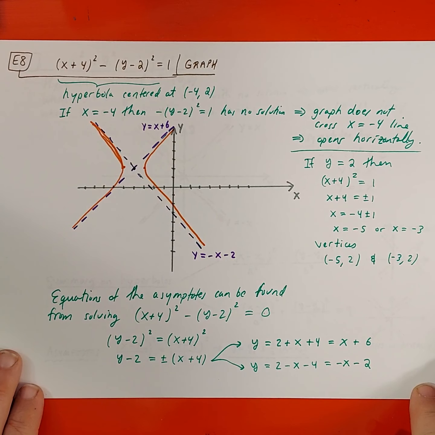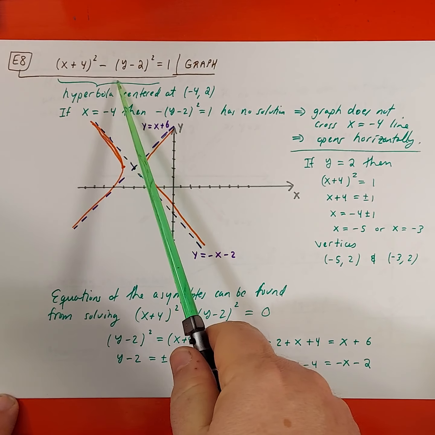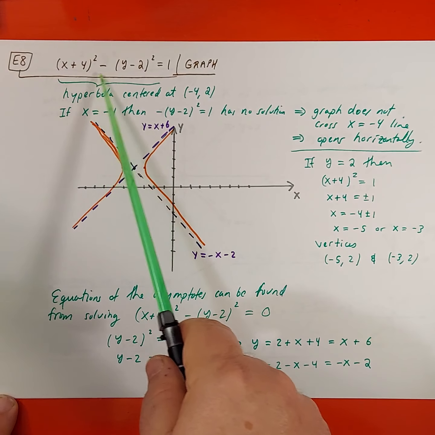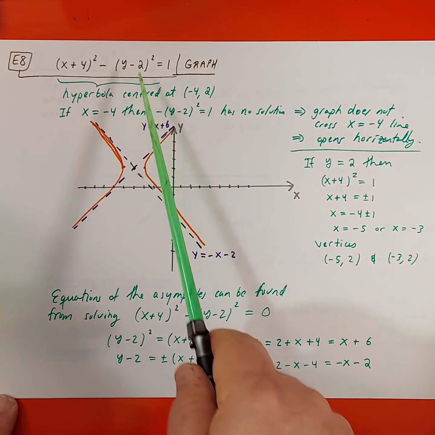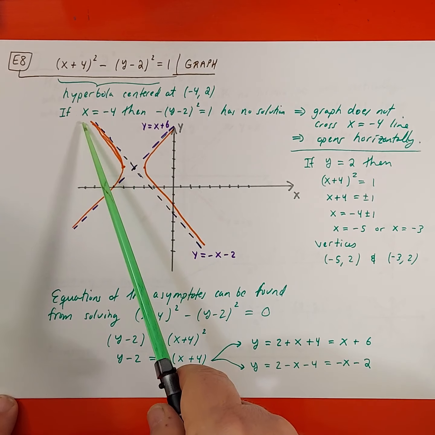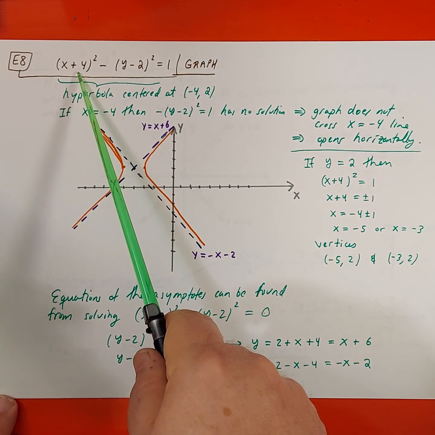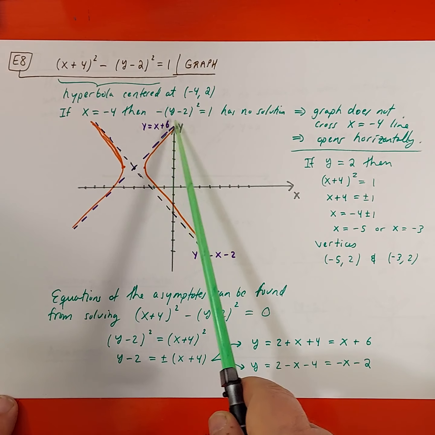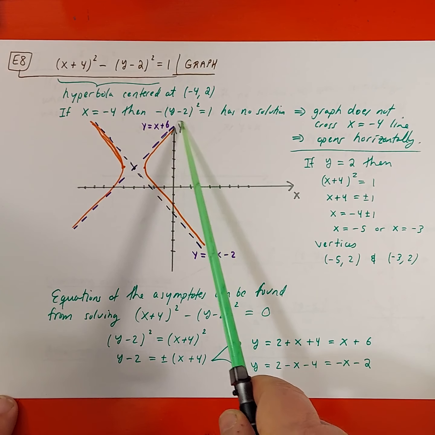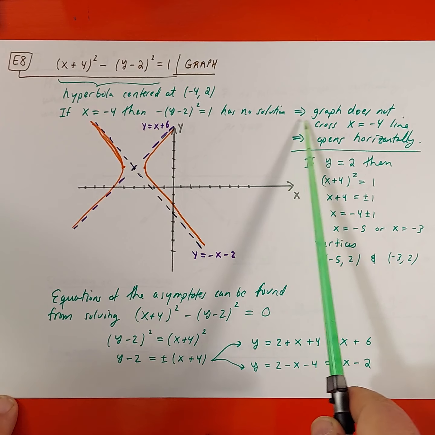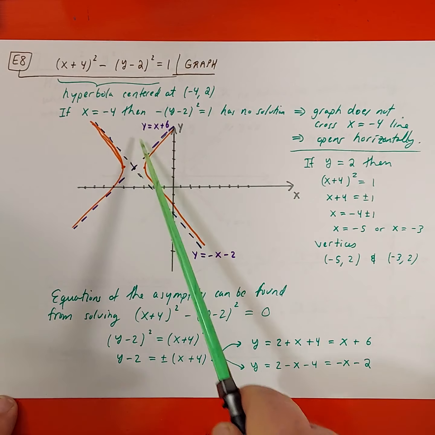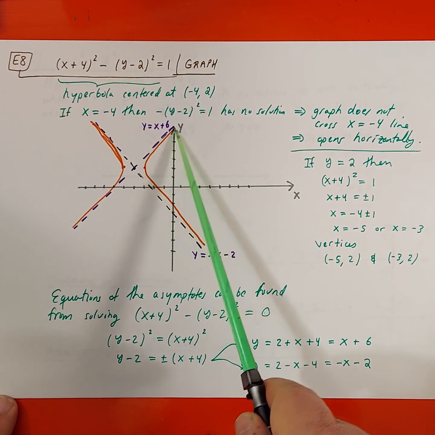Example 8. So here we go. x plus 4 squared minus y minus 2 squared equals 1. Graph it. Okay, so this is a hyperbola. It's centered at -4, 2. And if we look at the case x equals -4, then that makes this term 0, and it leaves us with minus y minus 2 quantity squared equals 1. But that has no solution. So that means the graph does not cross the x equals -4 line. That means that it must be opening horizontally.